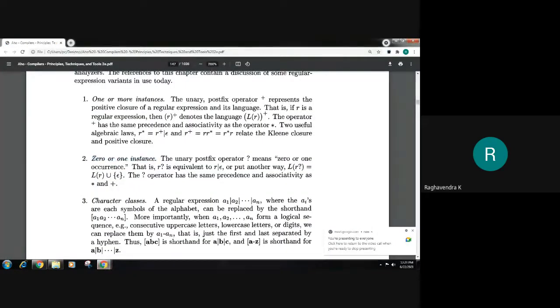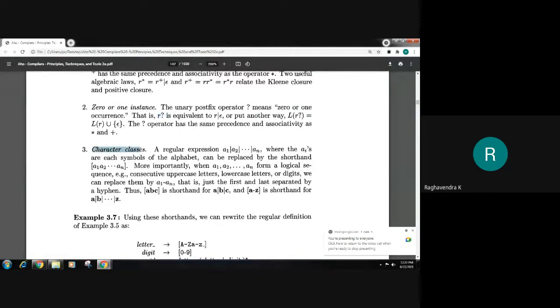So this is for 0 or 1 instance, where we call it the unary postfix operator, which is the question mark. So this basically tells 0 or more occurrence. Okay, so obviously you are familiar with the usage of this one.